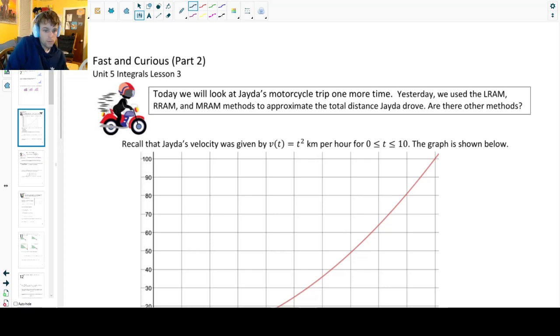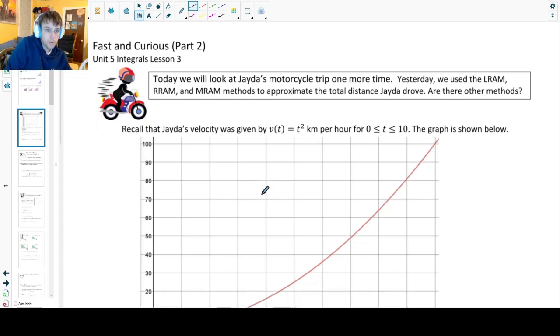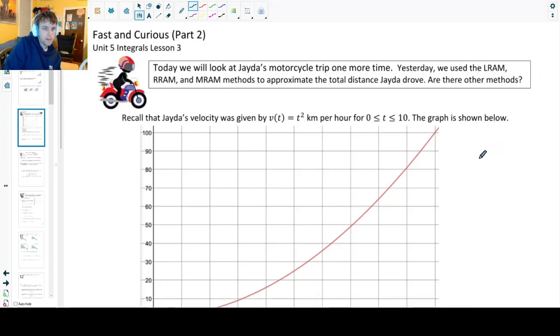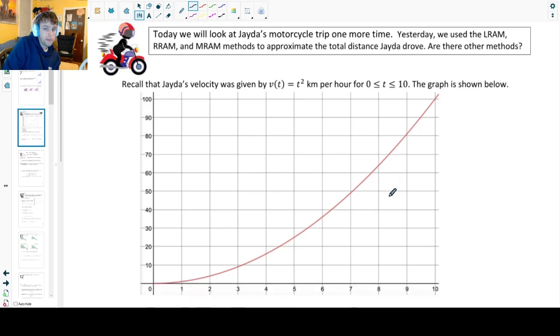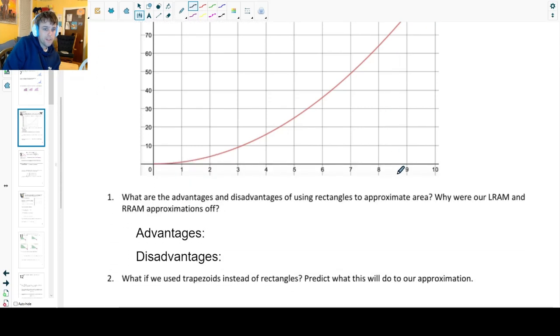All right, welcome to lesson 3 here. Today we're going to be looking at what's called the trapezoidal sum method. So rather than using rectangles, we're going to talk about using some other shapes to more closely approximate the area under a curve. We looked at this same scenario the other day where we used the left-hand sum, the right-hand sum, and midpoint methods, but today we're going to look at another method.